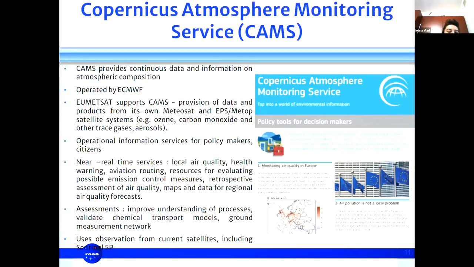It's an operational information service for policymakers and citizens, offering near real-time services in the area of local air quality, health warning, aviation routing, maps and data for regional air quality forecasts. It uses observations from current satellites, including Sentinel-5P.